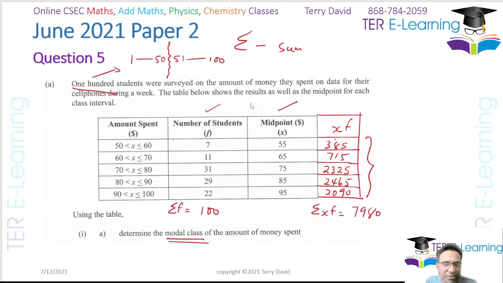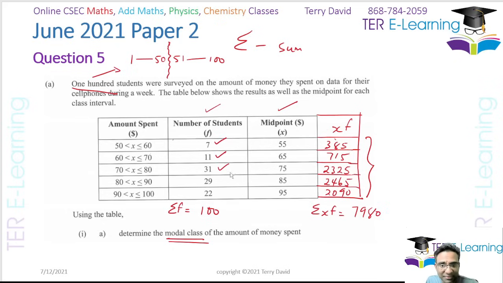Now we need to go to the table. That is students we're talking about here. So what we're going to do, this is 7 students here. When we move to the next interval here, we have 11 students. So that's 18 students already. Now, when we reach here to 31, that's 18 plus 31. So we have 49 students up until this point here.